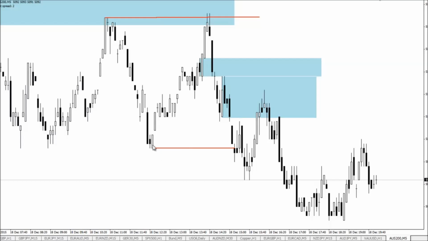Compared to this here, where I thought this was broken, but it didn't. So it's come down, broken market structure, back into what? The order block that formed. Okay, now you could have sold it here.